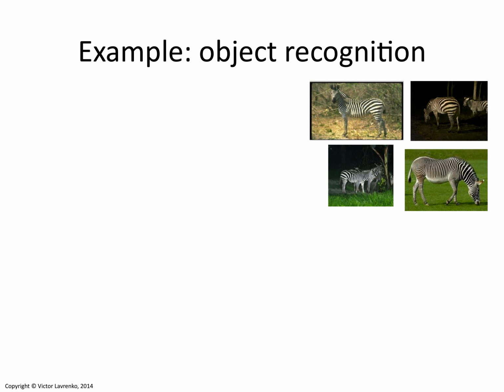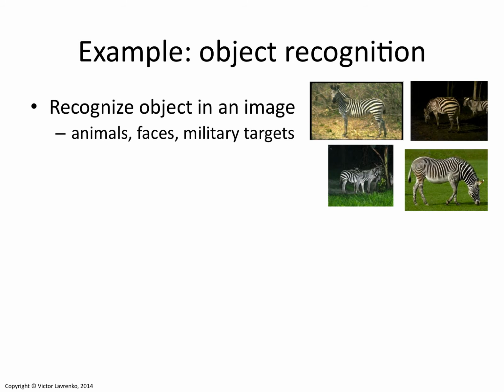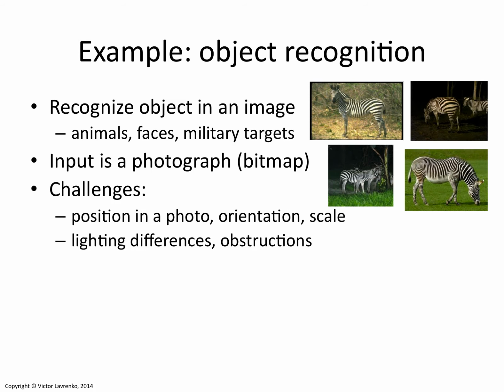Now that's not always the case. So if your goal was slightly more ambitious, if your input was natural photographs, and your goal was to recognize a particular object, does an image contain a zebra, for example, that's a harder task. So why is it hard?